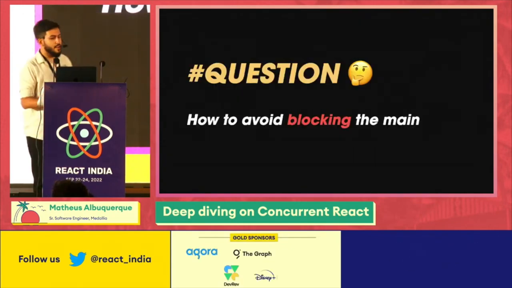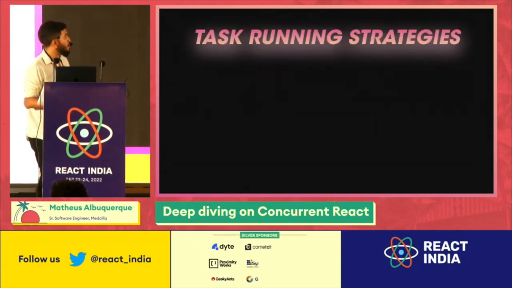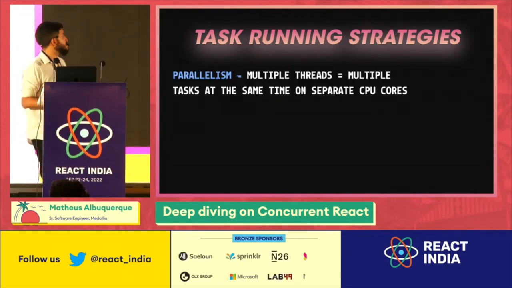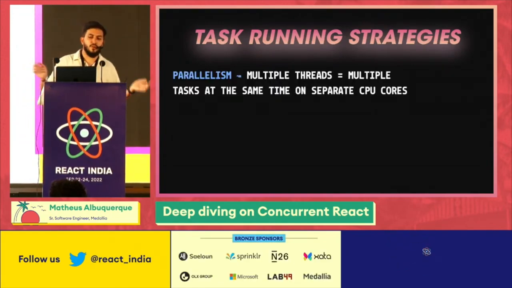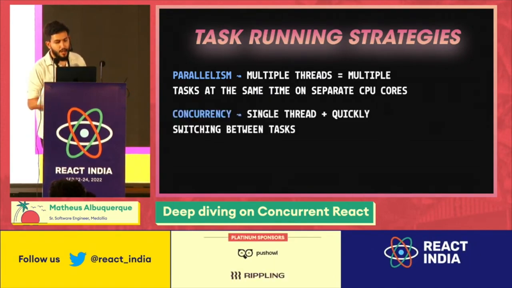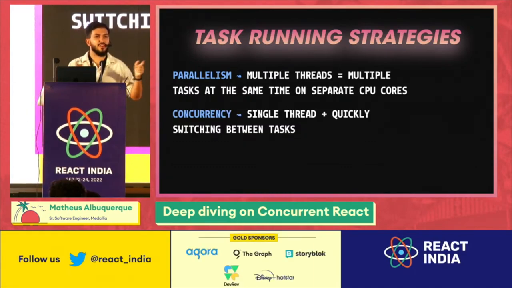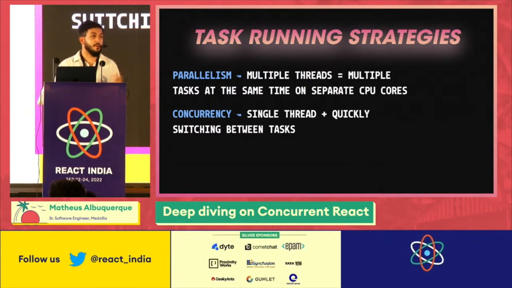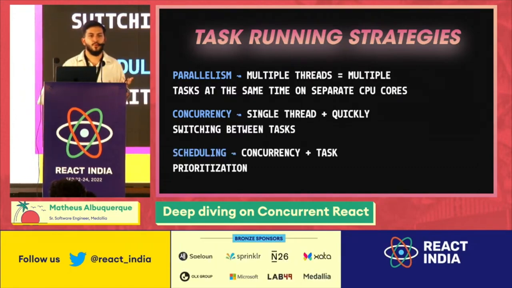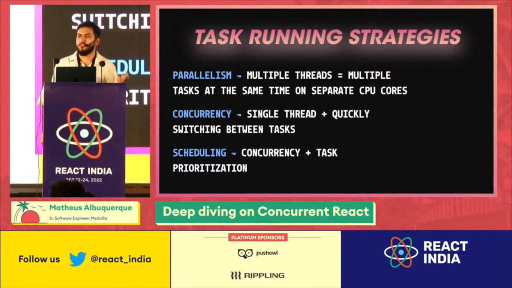So I guess one of the questions we should be asking is how to avoid blocking the main thread. For this, we have a couple of task running strategies. We have parallelism, that is when we have multiple threads, so we have multiple tasks at the same time in different CPU cores. We also have concurrency. We have only one thread, but we are able to quickly switch between these tasks so that it feels concurrent. And then we have scheduling, that is when we have concurrency, but we have a tool called a scheduler on top of that, assigning different priorities to different tasks.